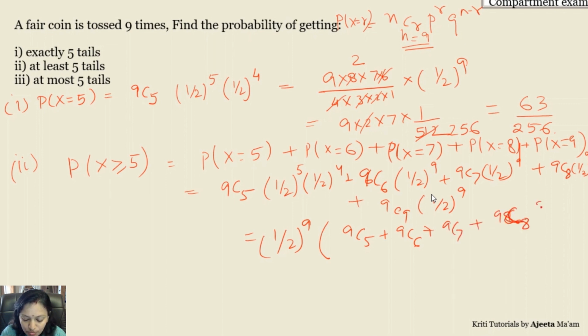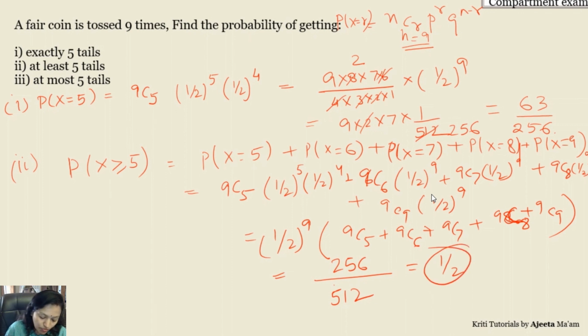Use the properties here, it will be easy for you. 9C9 will be equal to 9C0, 9C8 will be equal to 9C1, which is, for 0 we have 1, and for 9C8 it will be 9, and so on it goes. So if I do the calculation, this is 512, and 9C5, 9C6 and all, the sum of everything comes to 256, which is 1 by 2. Now we go for the next.